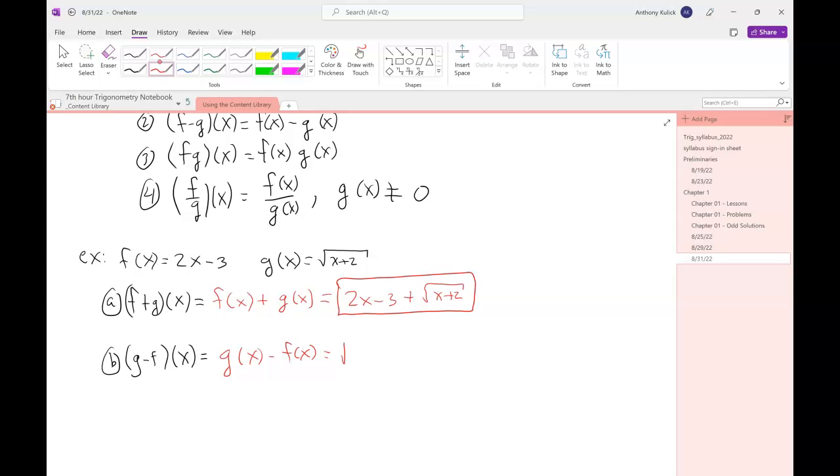So again, I go to my problem, and I know that g of x is square root x plus 2, and f of x is 2x minus 3. Does that look correct so far? What do you guys think? Look good? Does anybody object?